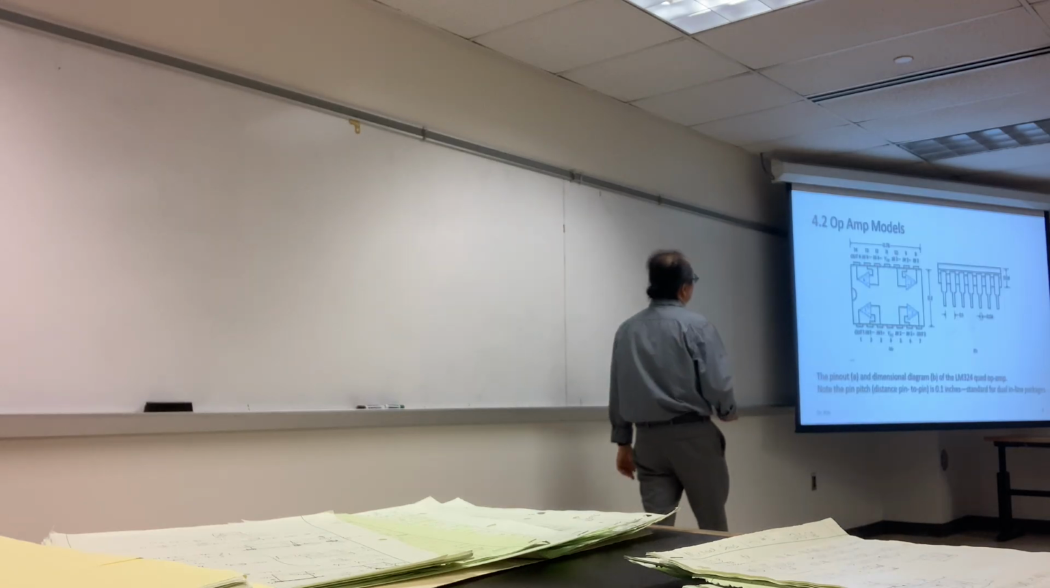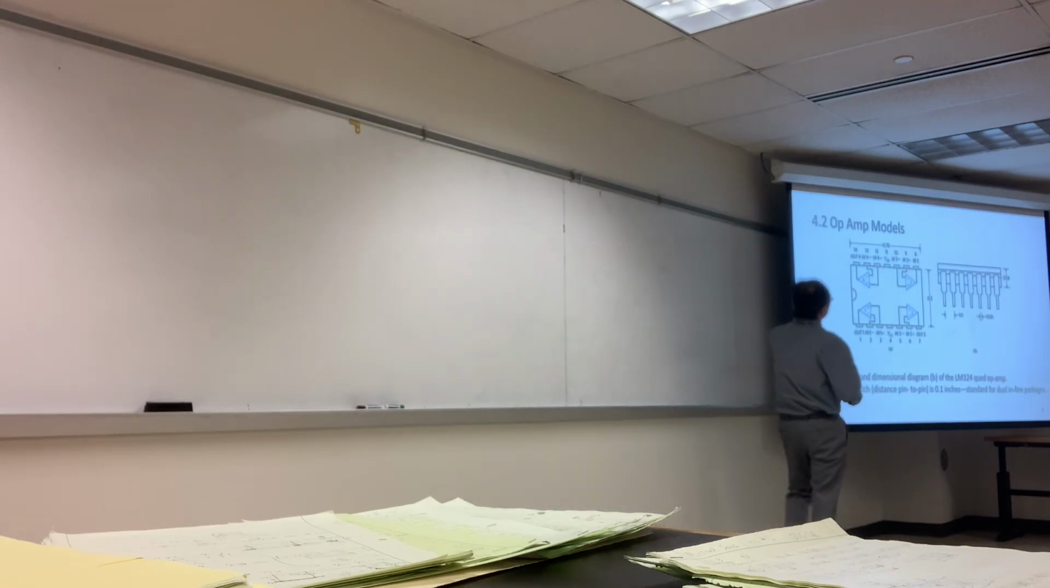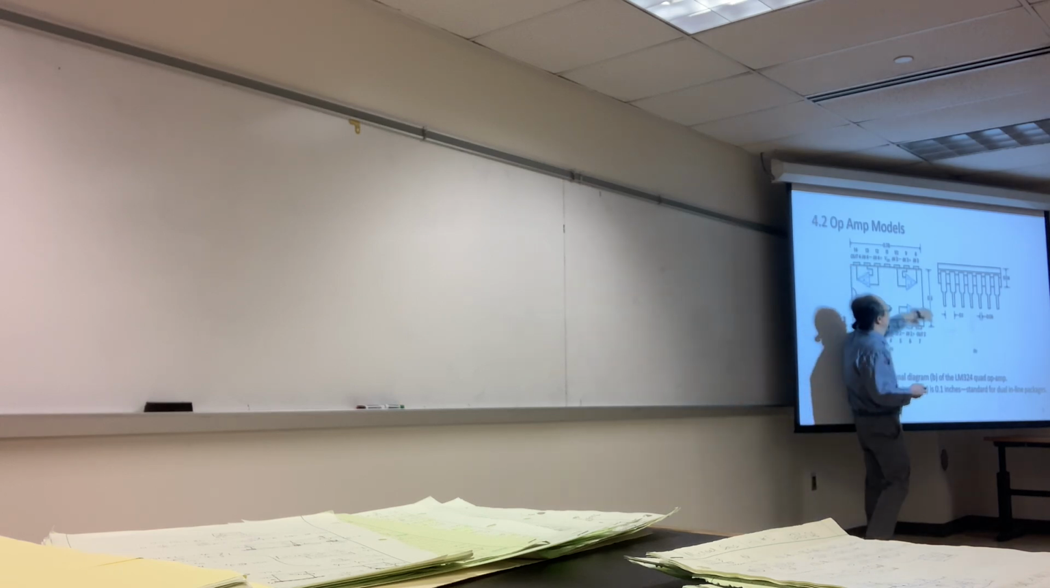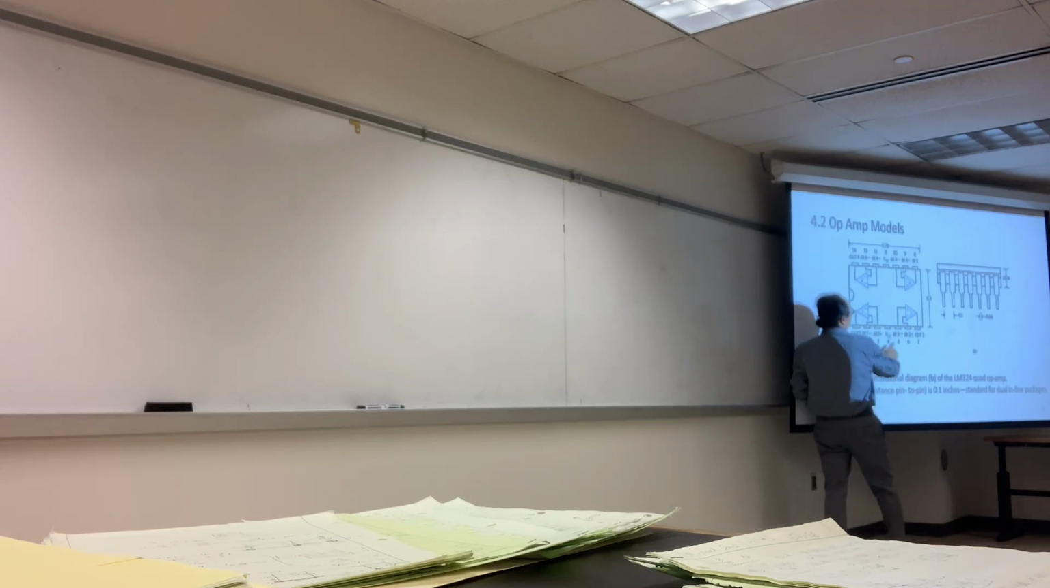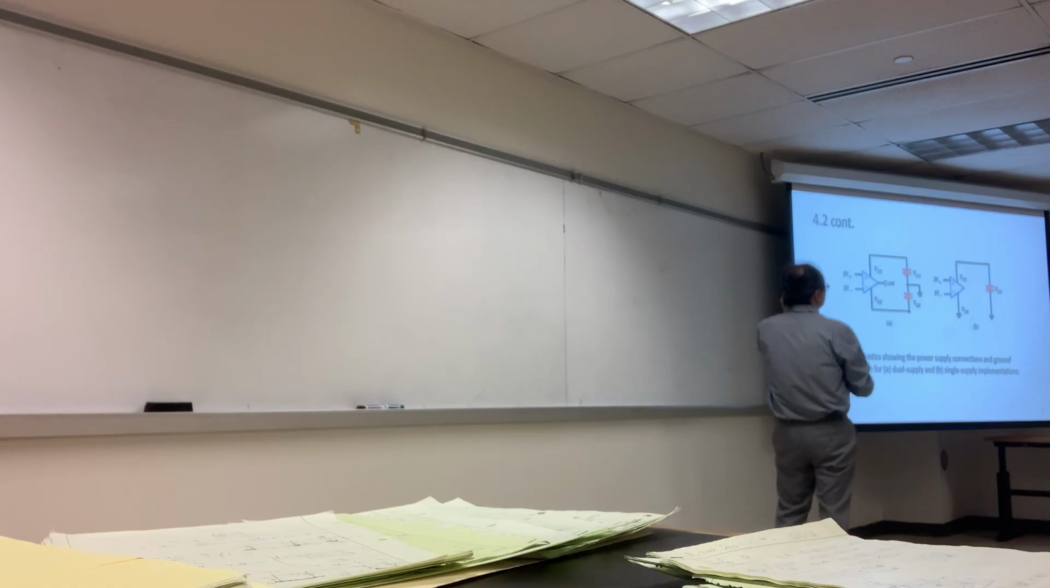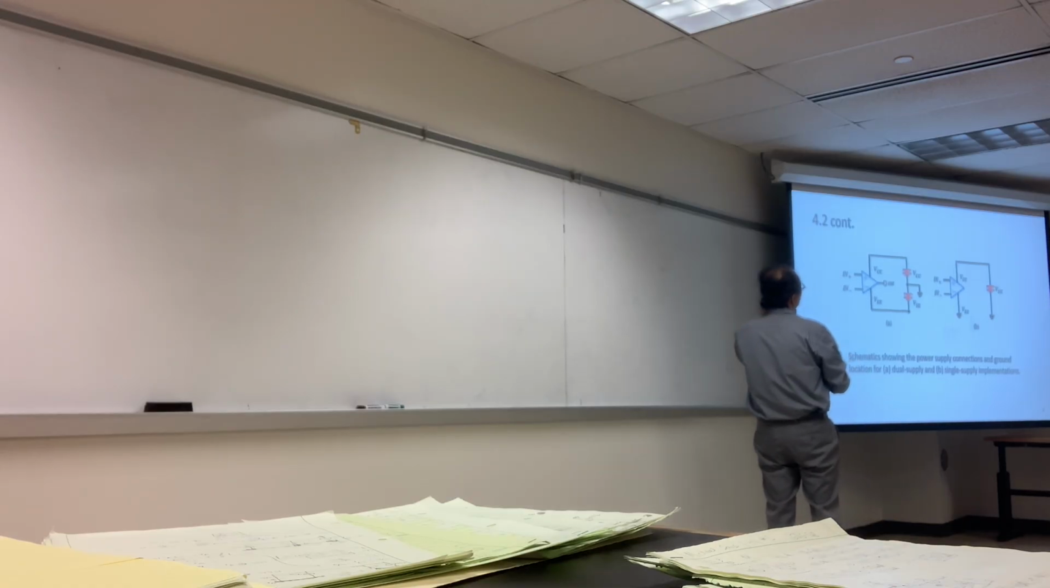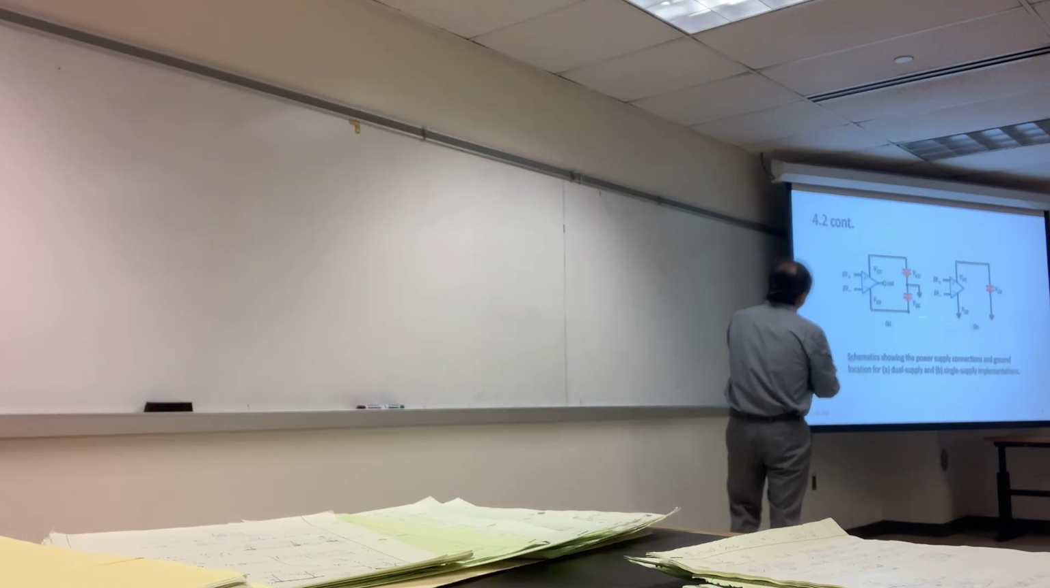And this op-amp model looks like this. There are 14 pins inside of this chip. There are 4 op-amps. Obviously, there are 2 inputs and 1 output for each. This is the schematic for the power and the ground.